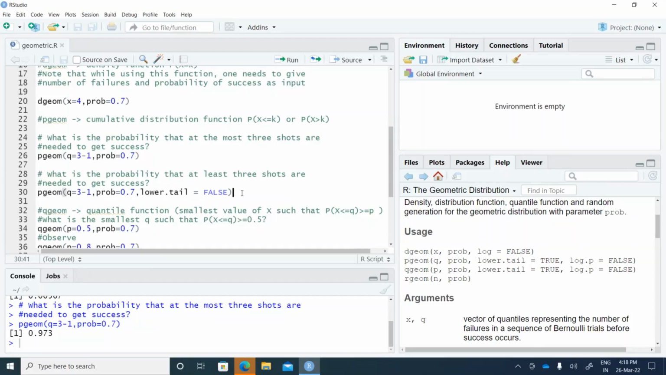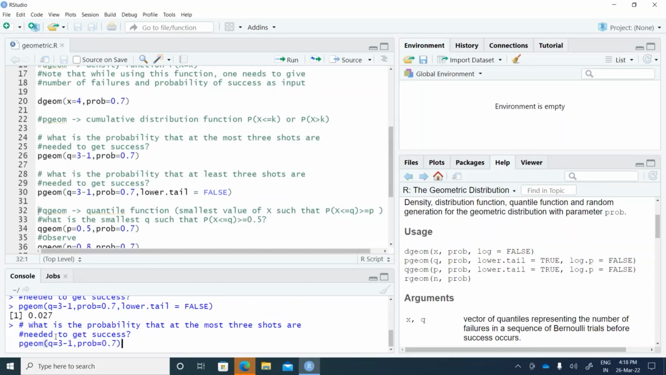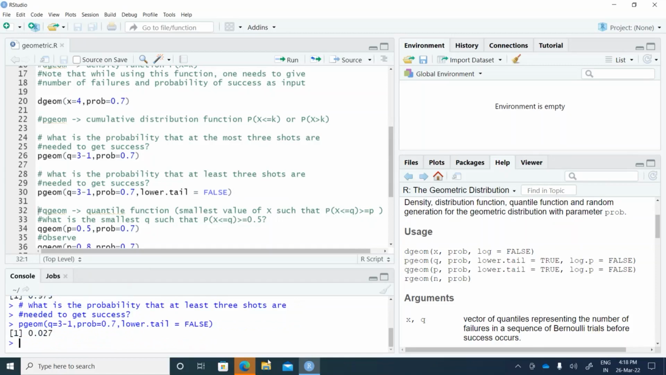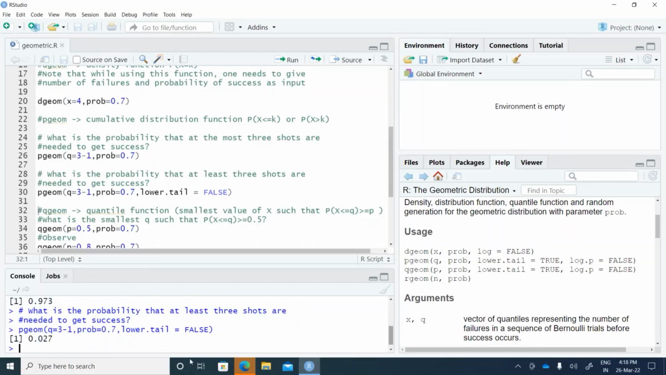Let us run the command, and you will observe that the answer is the complement of the previous answer. This is 0.027, and the answer we got earlier was 0.973. So for at most, we got 0.973, and for at least, we got 0.027. So those are the two versions of pgeom, the cumulative distribution functions of the at least type and the at most type.